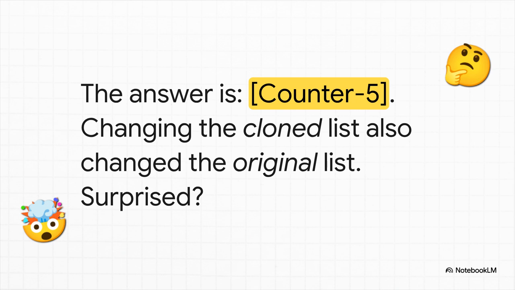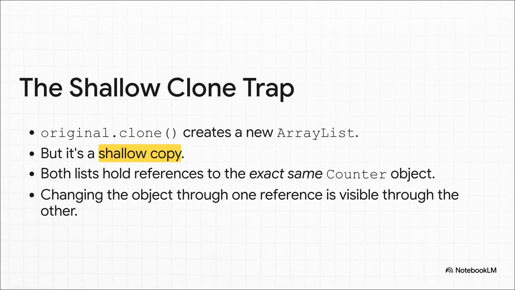Now, if that just made you do a double take, don't worry, you've just fallen into a very, very common Java trap. So, what on earth is happening here? This, my friends, is the shallow clone trap. See, when you call .clone() on an ArrayList, it does create a brand new list. But, and this is a huge but, it's a shallow copy. That means it only copies the pointers, or the references, to the objects inside. It doesn't copy the objects themselves. So both your original list and your cloned list are holding references that point to the exact same Counter object in memory. You change it through one door, it's changed for everyone.